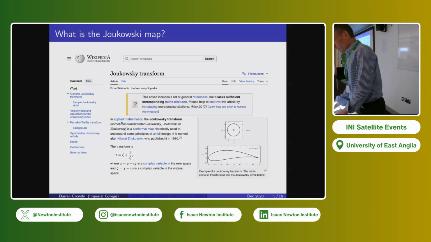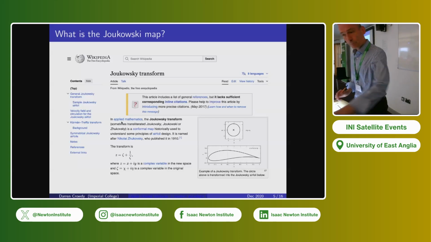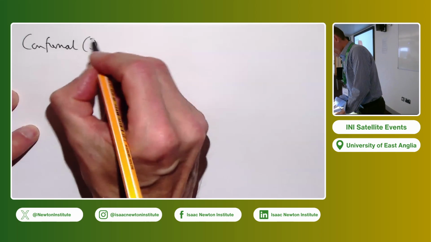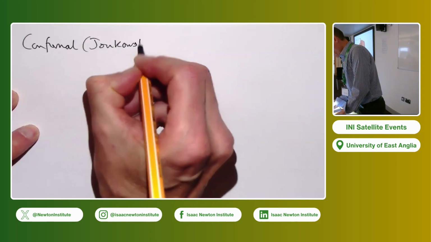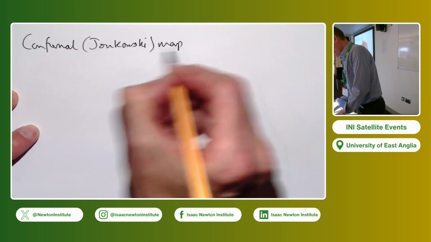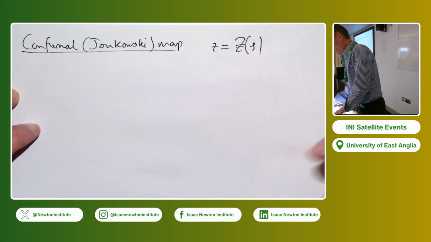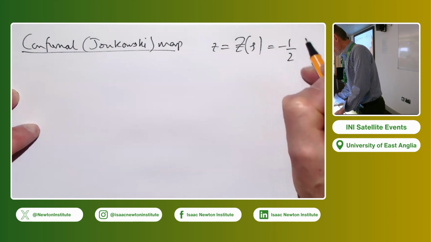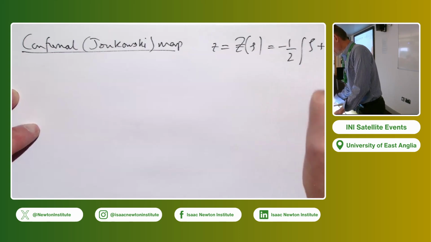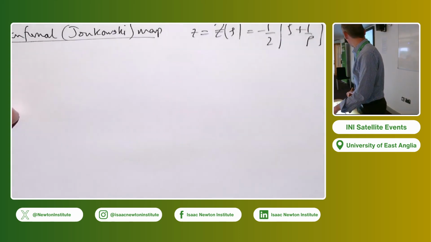Okay, so let's consider this conformal map. I'm going to put a minus sign and a half. It's just a rescaling of what you see in Wikipedia.